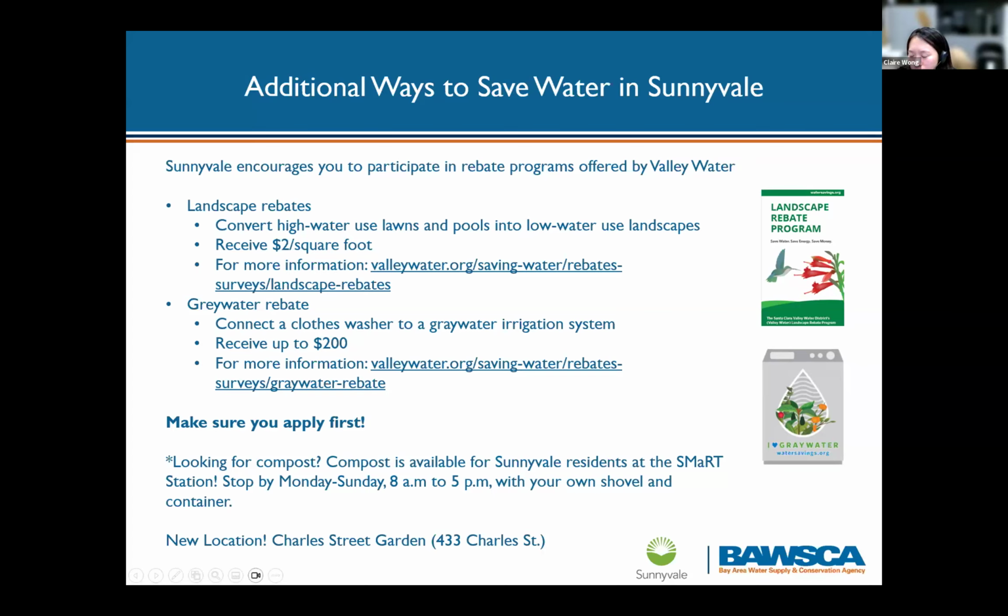Free compost and mulch are available for Sunnyvale residents at the SMaRT Station. Stop by Monday through Sunday, 8 a.m. to 5 p.m. And also, we just added a new location for compost pickup for Sunnyvale, Mountain View, and Cupertino residents. Go to Charles Street Garden, 433 Charles Street, and follow the signs in the parking lot to the pile. You can pick up this certified organic compost 7 days a week. Just bring your own shovel and container.